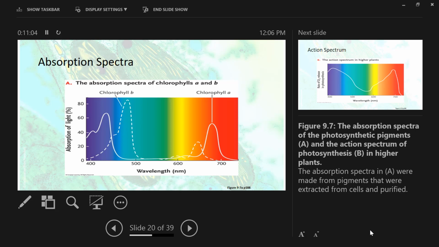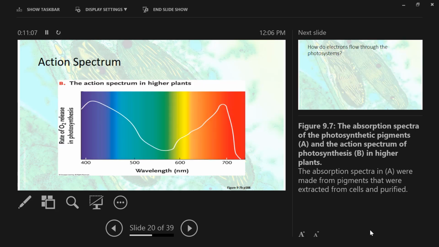And then here's the action spectrum. So this isn't showing their absorption, it's showing the rate of photosynthesis. So how would you assess the rate of photosynthesis? To assess the rate of photosynthesis, you look at the rate of oxygen production, right? Oxygen is a product of photosynthesis, so you look at the rate of oxygen production. It produces oxygen most rapidly when it's given blue light and when it's given red light. Okay, which makes sense because those are the wavelengths of light they're absorbing best.